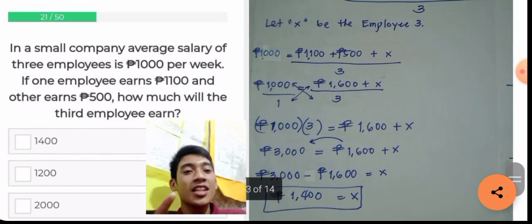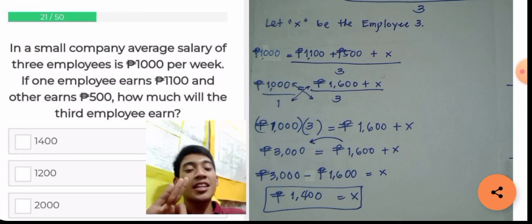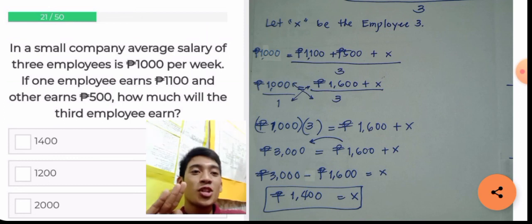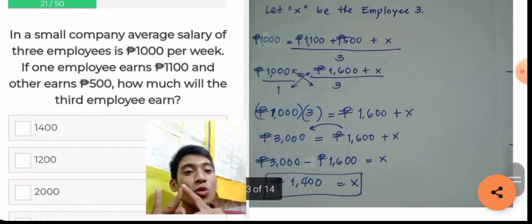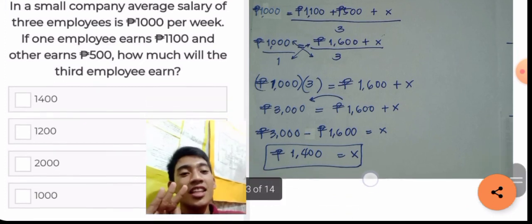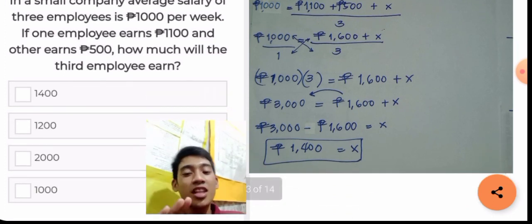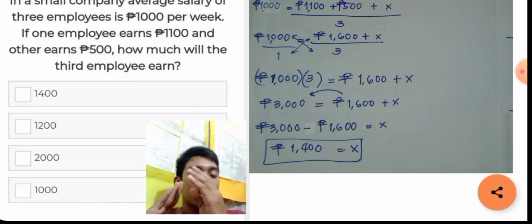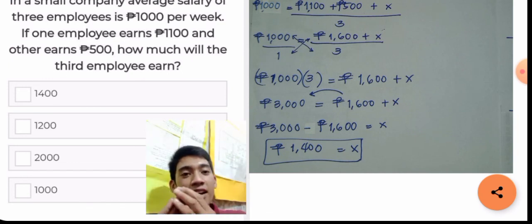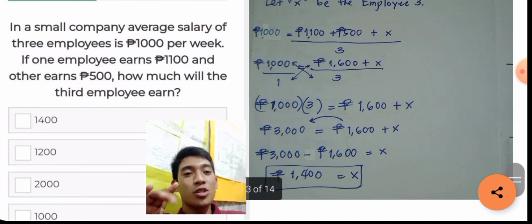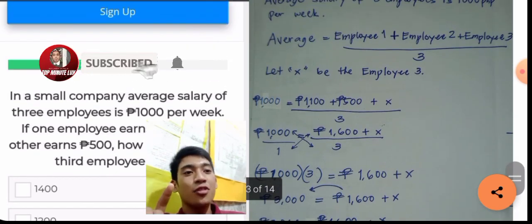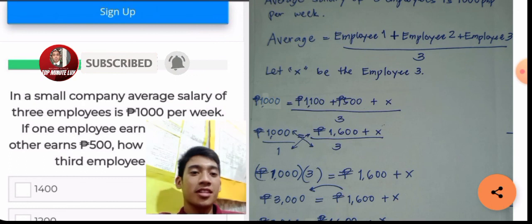So, therefore, among the three, employee 3 got the most salary, which is 1,400 pesos. So, employee 1 is 1,100 pesos, employee 2 is 500 pesos, and employee 3 is 1,400 pesos. Add these salaries, 1,100 plus 500 plus 1,400, divide it by 3, will give us 1,000 pesos average salary for 3 employees per week.